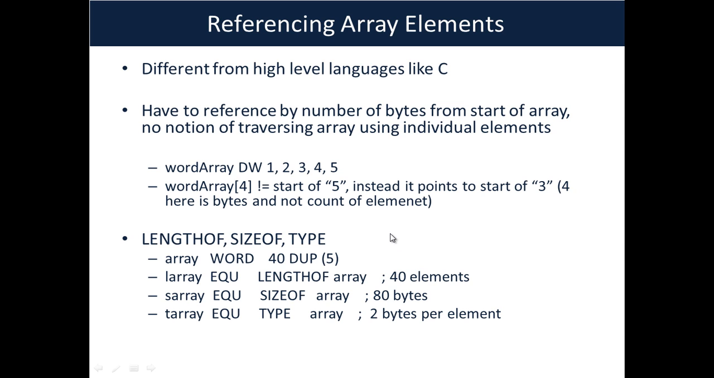There are other simple operators as well, such as LENGTHOF, SIZEOF, and TYPE. LENGTHOF operates on an array and actually gives the total number of elements. So as an example, if we define a word array of size 40, then LENGTHOF gives the value 40. SIZEOF gives the total size of the array. Word occupies 2 bytes, there are 40 elements, hence SIZEOF array is 40 into 2, 80 bytes. TYPE tells you the kind of array. Because it's a word array, each individual element is 2 bytes in size.